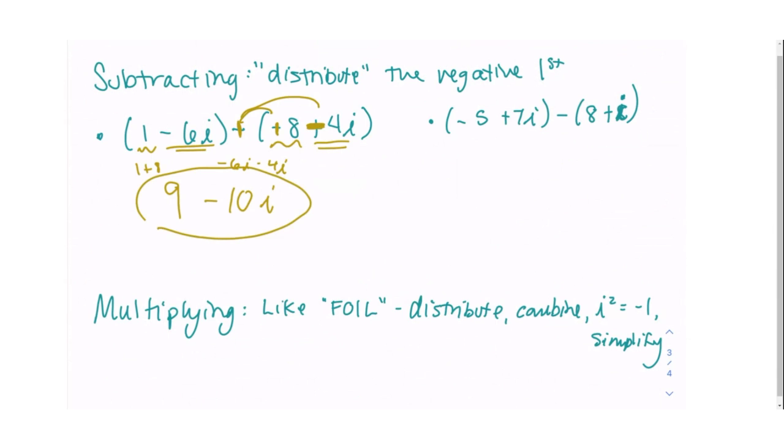Pretty good on this one? That's going to be a negative. Negative 5, subtract 8, it would be negative 13. And then 7i subtract i would be 6i. Okay.